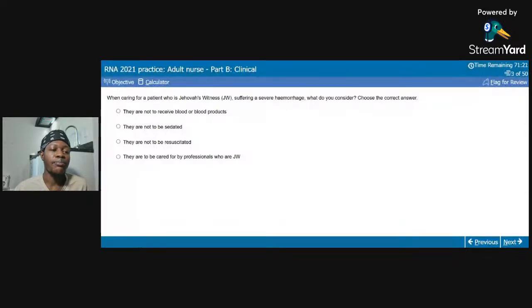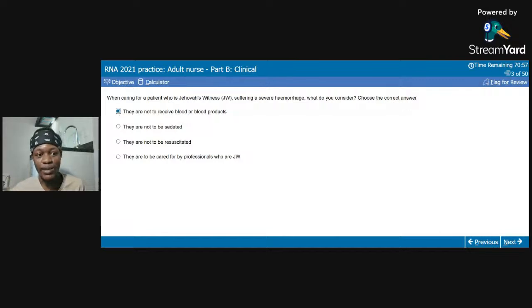When caring for a patient who is Jehovah's Witness suffering a severe hemorrhage, what do you consider? Choose the correct answer. They are not to receive blood or blood products, they are not to be sedated, they are not to be resuscitated, they are to be cared for by professionals who are JW. We know that they are not to receive blood or blood products.